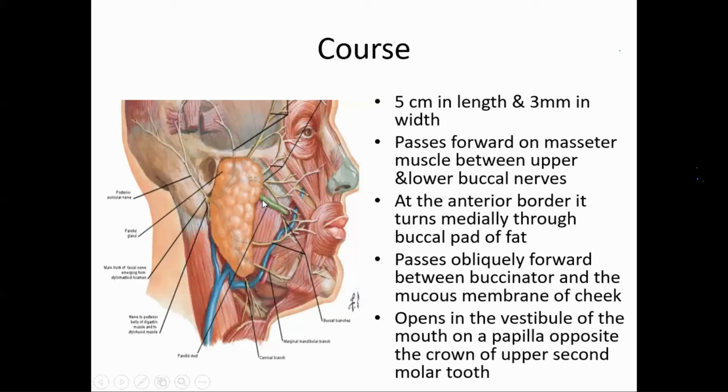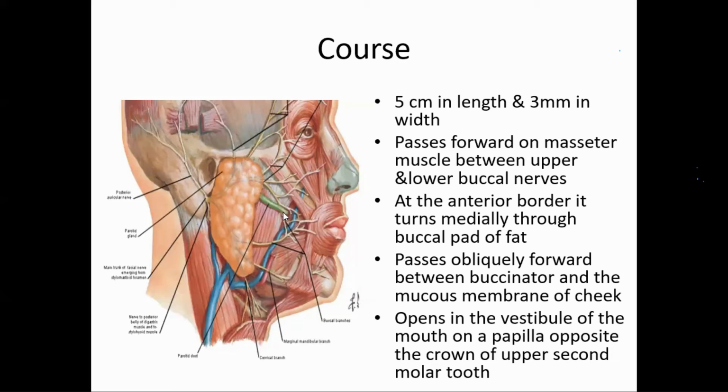in width. In this diagram, it is clearly visible that it arises from the anterior border of the parotid gland and passes forward on the masseter muscle, between the upper and the lower buccal nerves. The parotid duct is present in between the upper and the lower buccal nerves, passing forward on the masseter muscle.